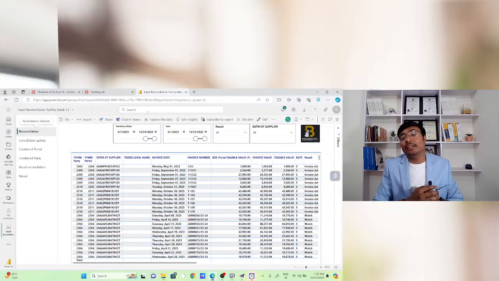If the invoice is related to the last month and the goods are received in the next month, in that case the input will be available in the next month only.